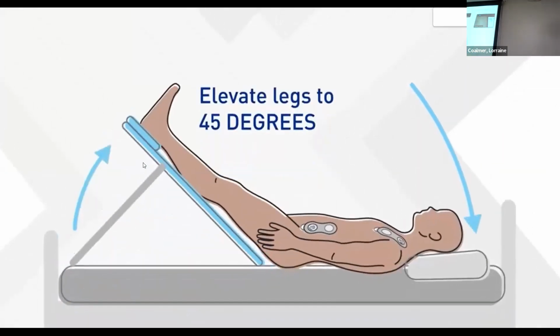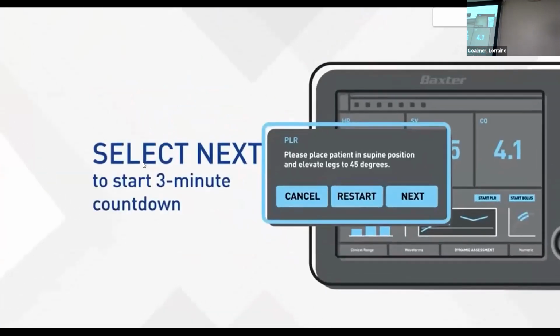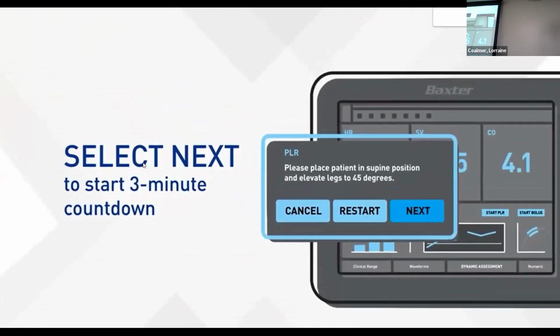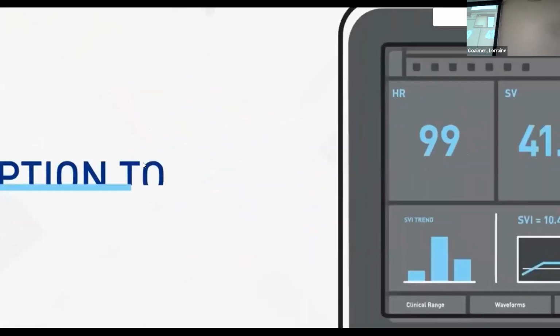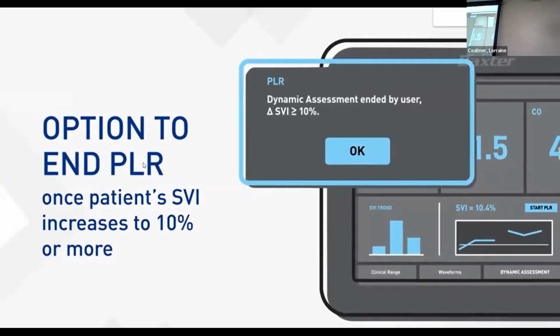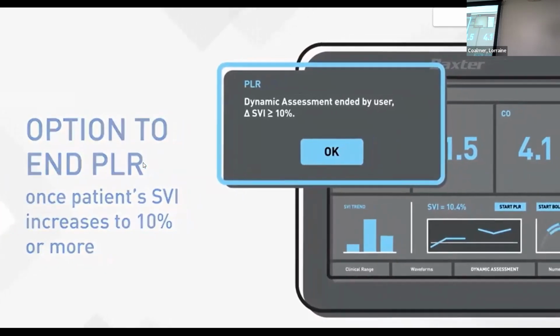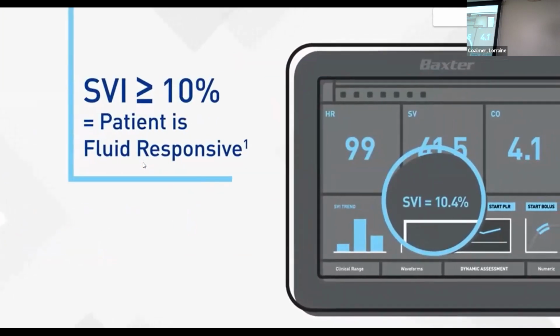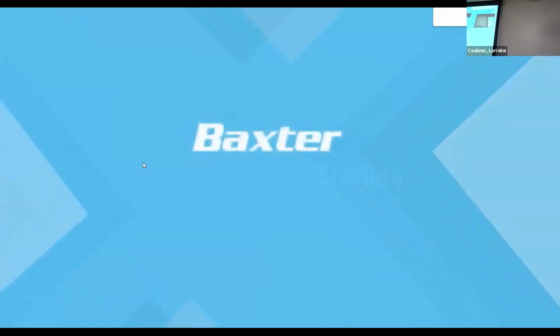So now we're going to do the challenge. You see that? Passive leg raise. And literally I've sat in the room and held the legs up because we didn't have the pillow. So another 3 minutes. So we're looking for a stroke volume index change greater than or equal to 10%. Okay, if it is, we're going to give fluid. If it's not, we're going to do something else.